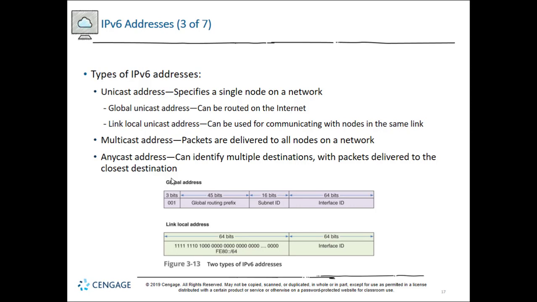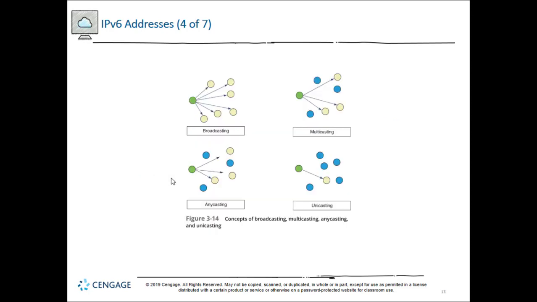Global unicast is an address that is specific to another node on the internet. It can be routable. It's routed. If it goes across a router and out to the World Wide Web, it's routed. Your link local is the address that is specific to your individual network. A multicast address, okay, is an address that goes to multiple nodes on a network. And Anycast identifies multiple destinations, with packets delivered to the closest address. And there's just an example, and they're all pretty similar.